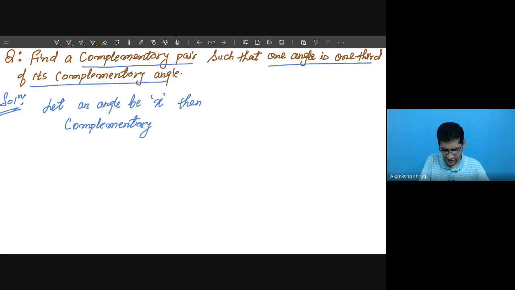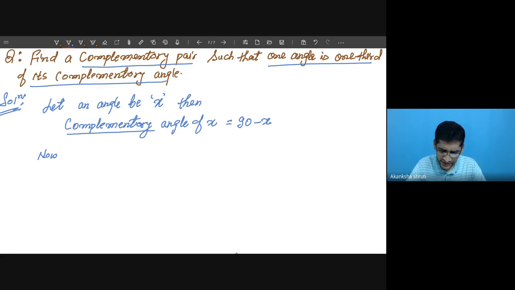The complementary angle of x, what will it be? It will be 90 minus x. Okay, it is this one. Yes. Now, this way we have applied the concept of complementary angle.